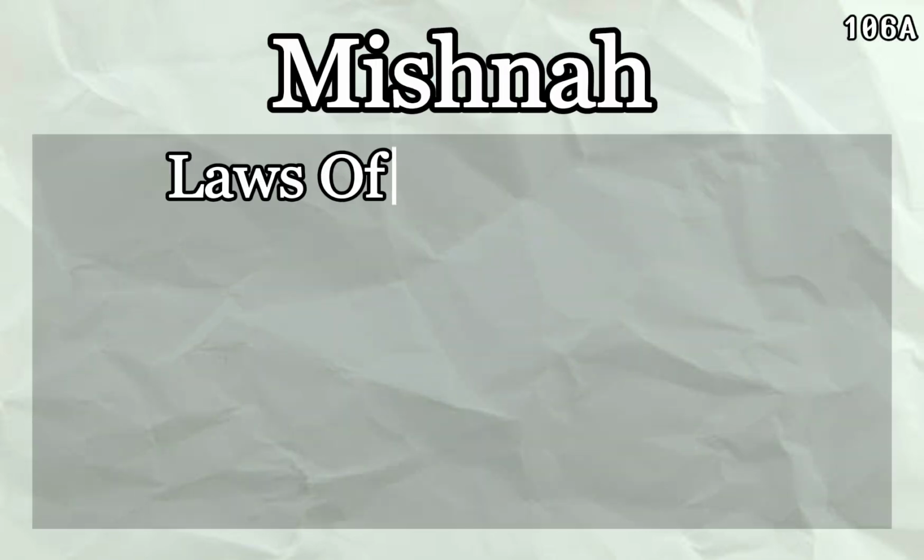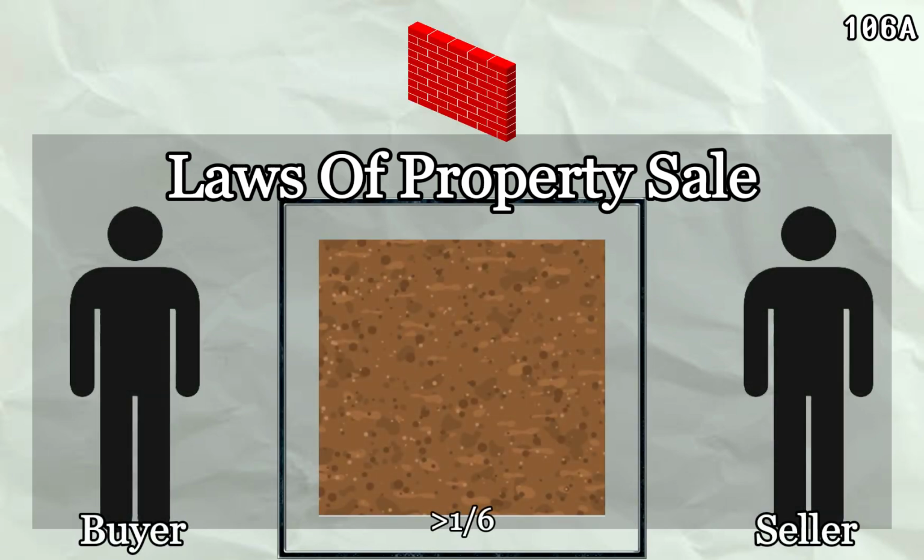New Mishnah. If the seller sells a field and identifies it by the landmarks and boundaries, and the field was later found to be a different size, if the difference is less than a sixth, the buyer just gets the field without any adjustment. If the difference is greater than a sixth, there's a deduction made from the price.